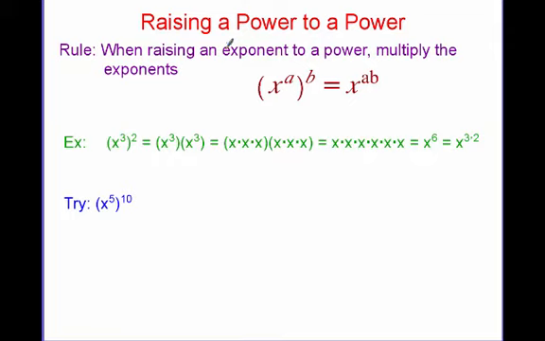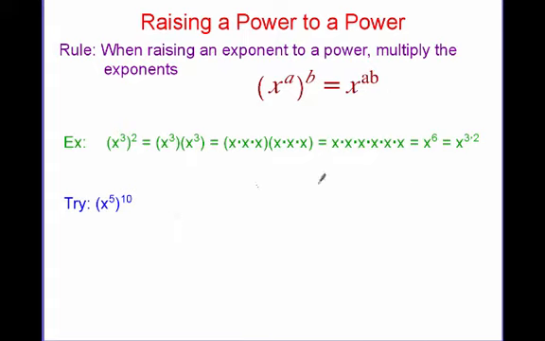First one is when we raise a power to a power, which is what I just did on the last page. The rule is when I raise an exponent to a power, you just multiply the exponents. So if I have x to the a raised to the b power, that's the same thing as x to the a times b power.